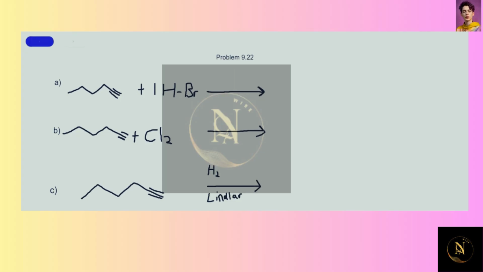Problem 9.22 tells us to start with 1-hexyne and use the reagents given to predict the products. In part A, we are reacting 1-hexyne with one equivalent of HBr, and the nucleophilic triple bond is going to attack the electrophilic hydrogen, forming a new bond, and then we're left with the negative bromide. This proceeds via a carbocation intermediate.